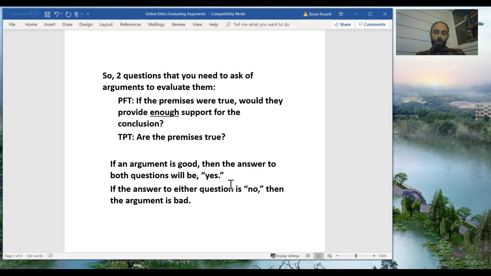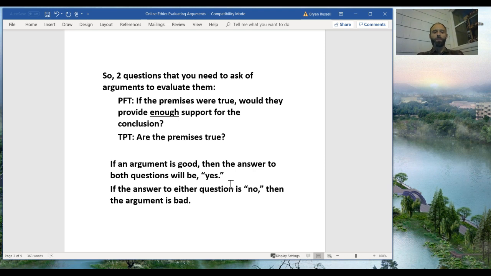So if the answer is no to the first question, you know you have a bad argument, because even if the claims are true, you wouldn't have enough support. But if the answer to this question is yes, then you need to ask a further question. Are the premises in fact true? When we talked about the first argument, we said premise 2 was just false. It was just false that Bush was not president on 9/11. So while it passed the proper form test, it did not pass the true premise test.